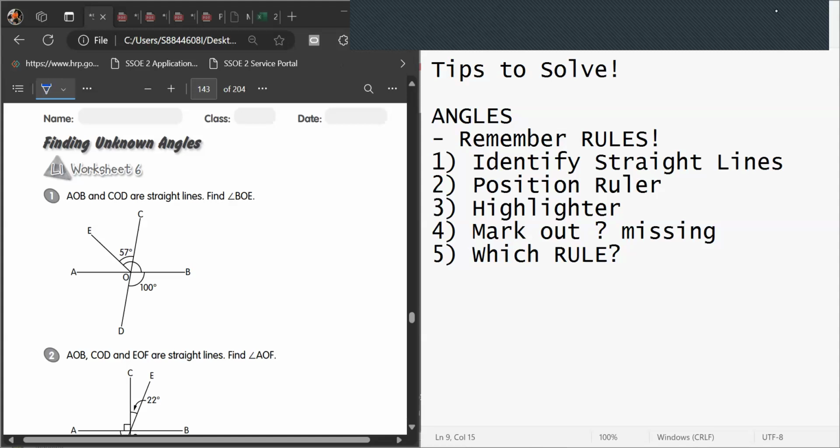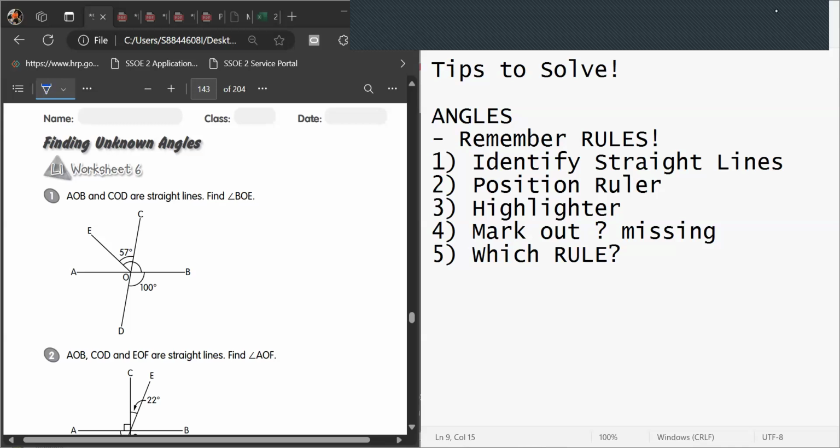You need to remember the 3 properties and then ask if there are straight lines. See, position your ruler, see if it can help you. Use your highlighter. Mark up the missing angle that you're supposed to find and ask yourself, what rule are you using? So looking at this question number 1, what rule can stand out for you already?